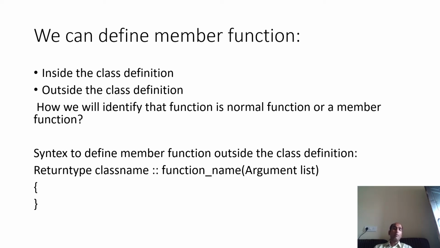And how to define a function outside the class? The syntax is return type, class name, scope resolution, function name, and argument list. So what is this class name and scope resolution? That will tell the compiler that this function name belongs to this class. This is not a normal function. This is a member function.